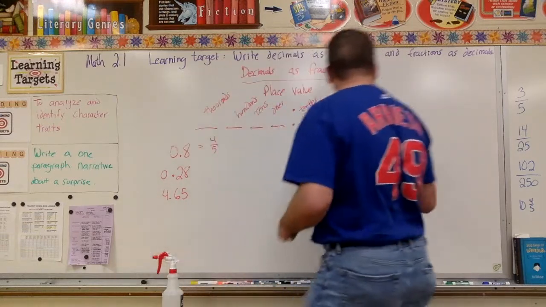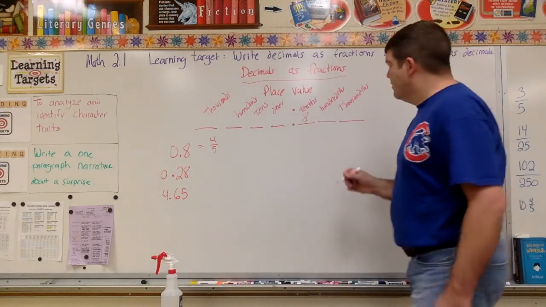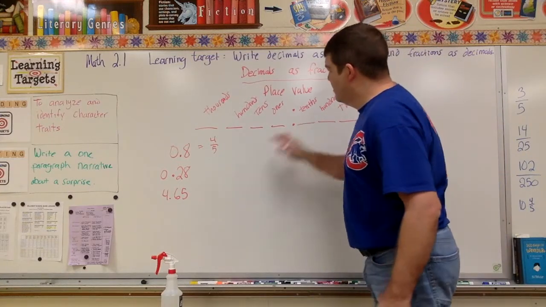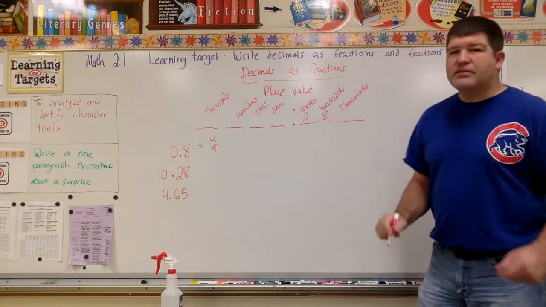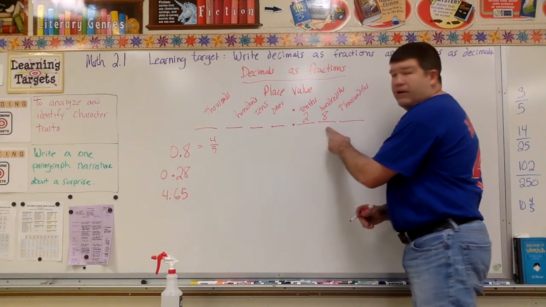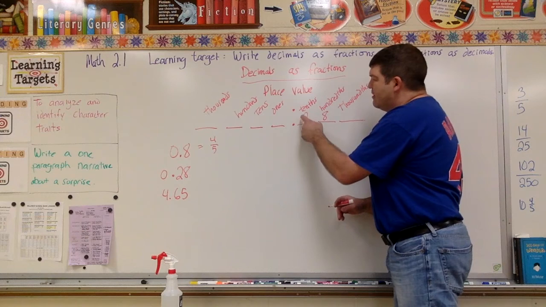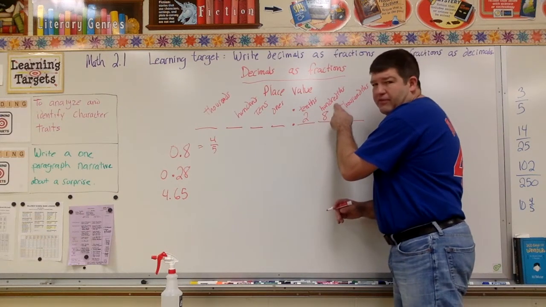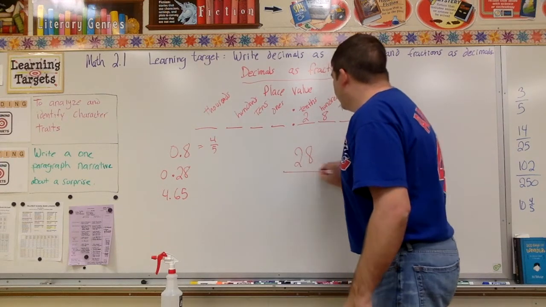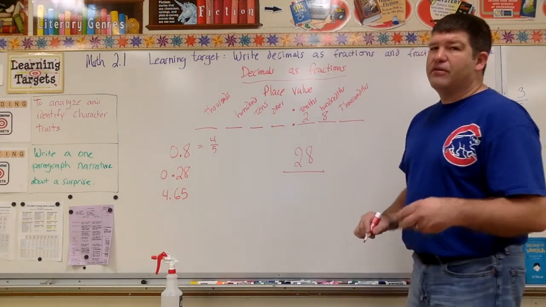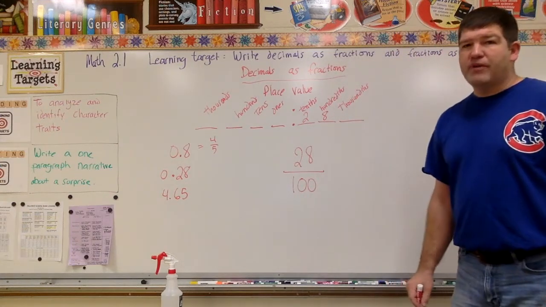Okay. Let's do another one. 0.28. So my point's there. I always go to whatever number is the farthest to the right, and I say that. So this is 28 hundredths. So I put my 28 here. 28 hundredths, or hundreds. 28 hundredths. There we go. There's my fraction.